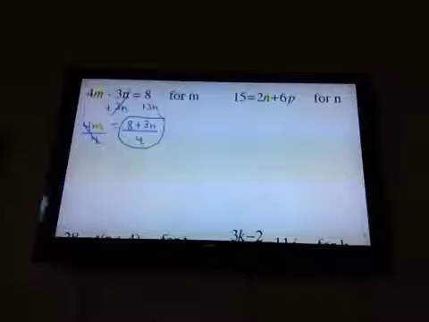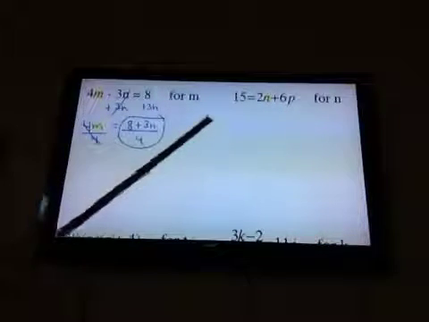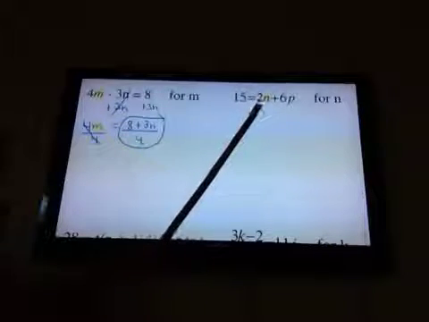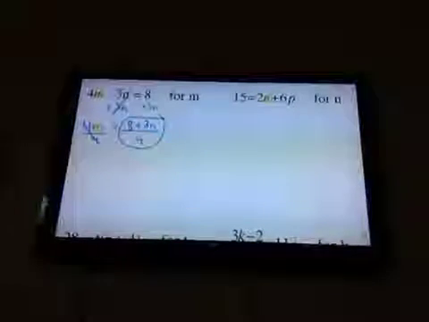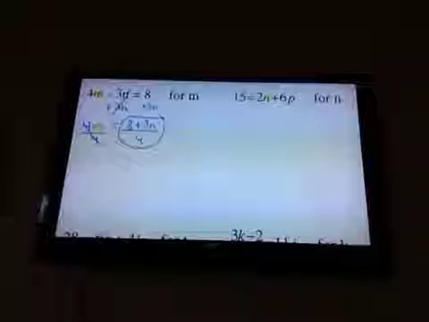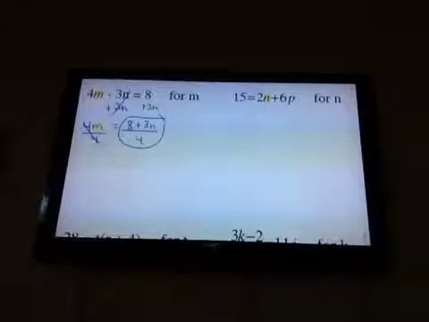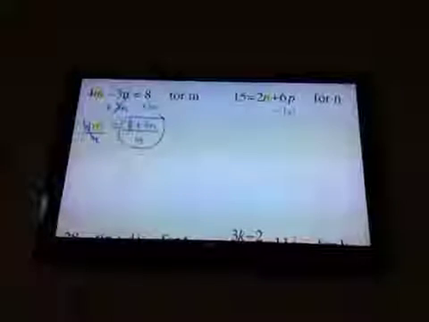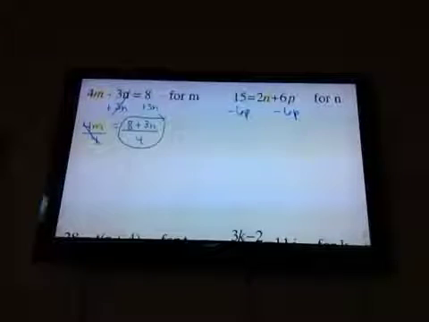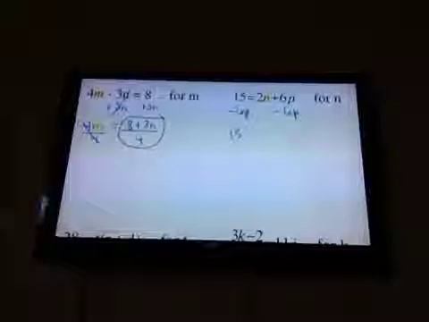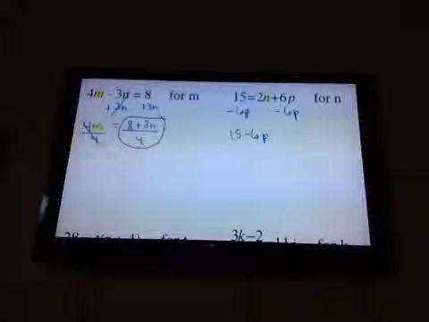Okay, we're solving for n. The first thing I need to do is get this n term alone. How do I get the 2n by itself over there? Subtract 6p. Now, I can't literally take 15 minus 6p and subtract it. So guess what I do? I write it as 15 minus 6p equals 2n, and then those cancel.